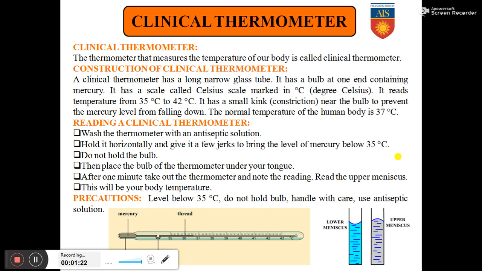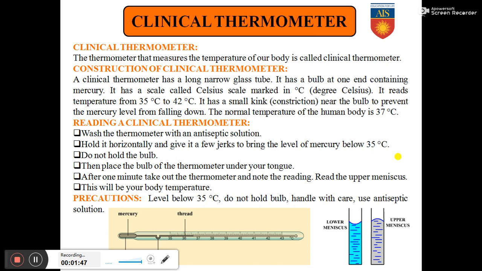And the scale that is used is the Celsius scale marked in degrees Celsius. It reads from temperature 35 degrees Celsius to 42 degrees Celsius. So the clinical thermometer at your home has a range of 35 degrees Celsius to 42 degrees Celsius because temperature usually does not rise above 42 degrees Celsius or go below 35 degrees Celsius in our case.